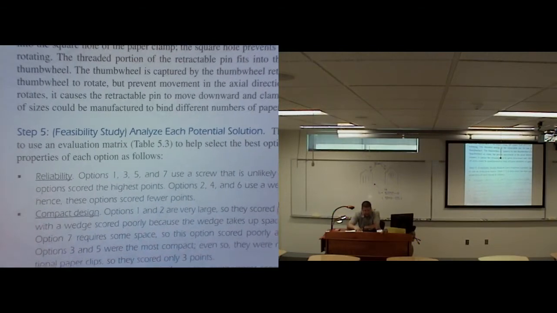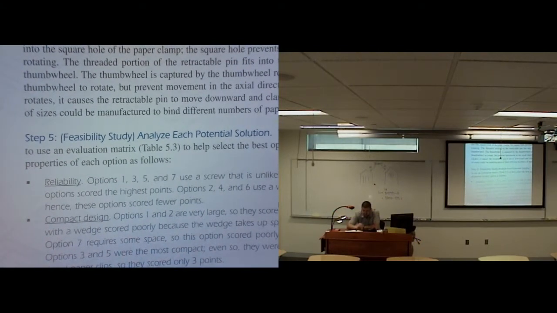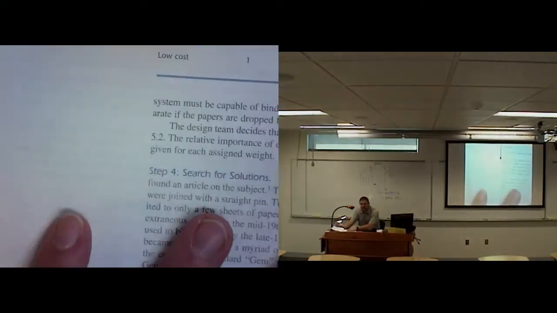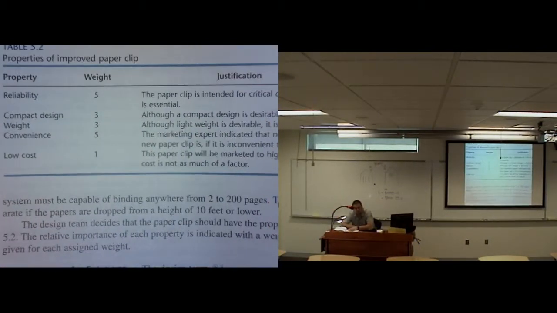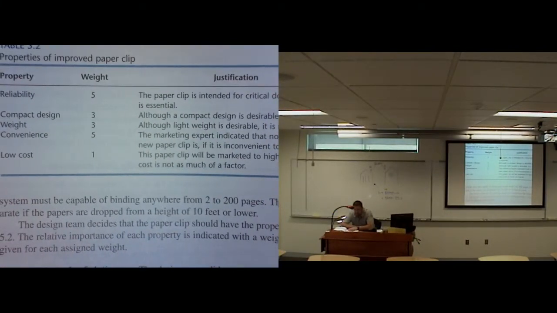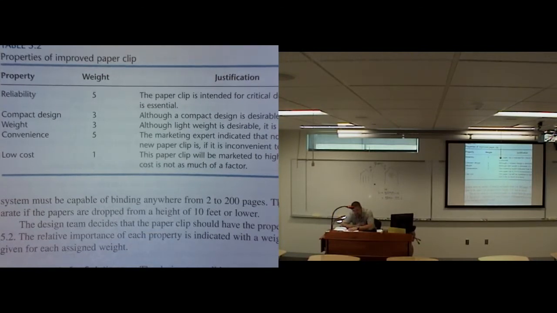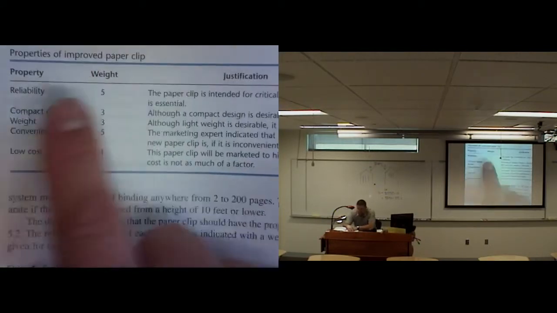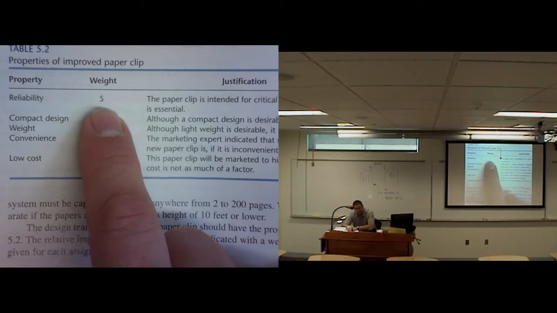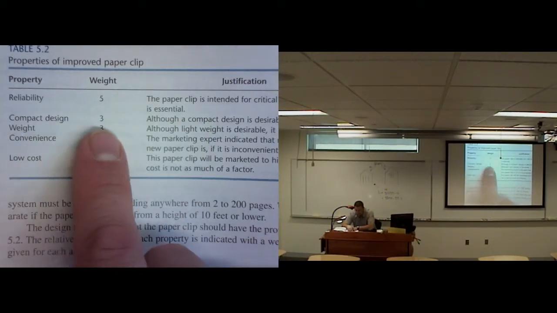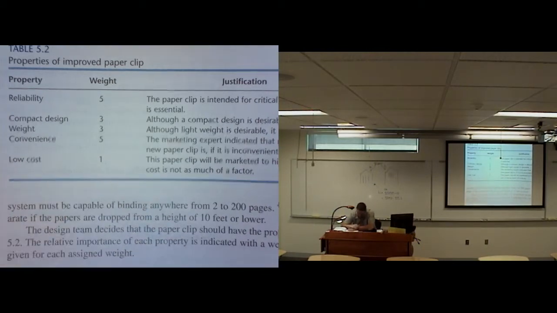Then our design team was also going to determine that the paperclip should have specific properties. They come up with 4 properties, and these are on page 132. Let me show you that, since I'm not showing you that at the moment. So on page 132, they've made a table, and they've actually given values to each of the 4 things, or the 5 things in this table. So reliability is going to have a weight of 5. It needs to be very reliable. Compact design needs to be 3. Weight needs to be 3. Convenience needs to be 5. Low cost needs to be 1.